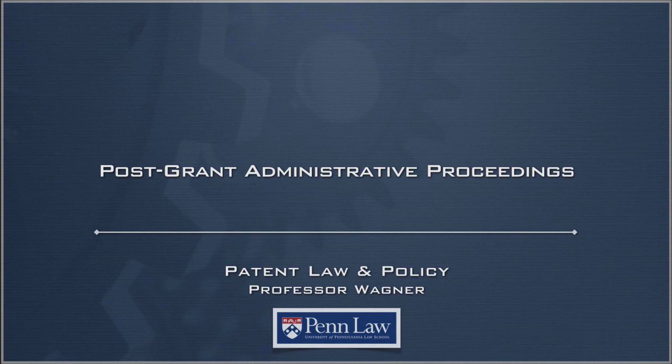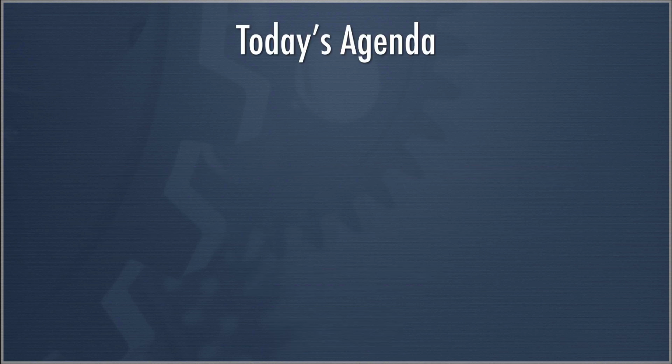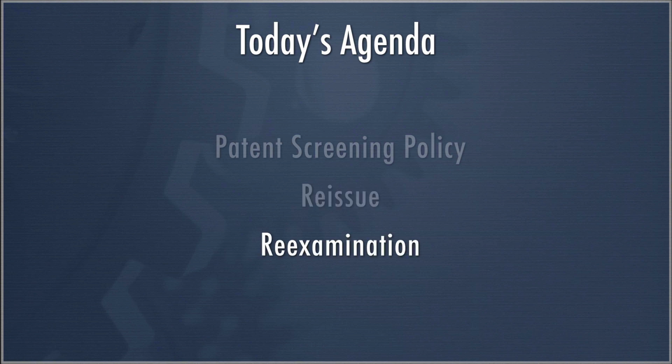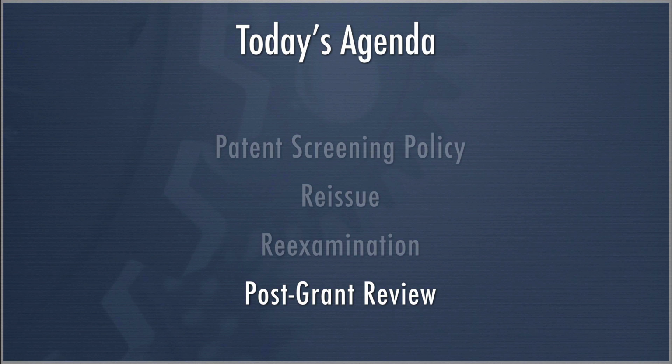This is Lecture 19, Post-Grant Administrative Proceedings. The agenda for this lecture is to look at patent screening policy to begin with and talk about the basic idea, the policy that we use for screening patent applications. And then we're going to talk about different types of administrative post-grant review procedures. First, reissue. Second, reexamination. And finally, a look at the new post-grant review systems that the America Invents Act introduced in recent years.